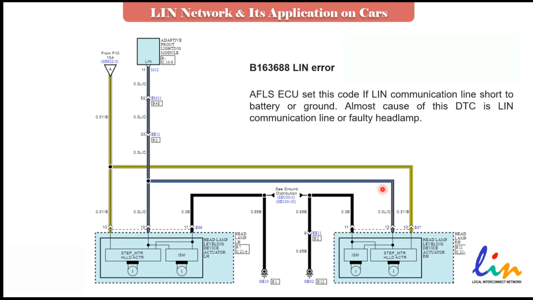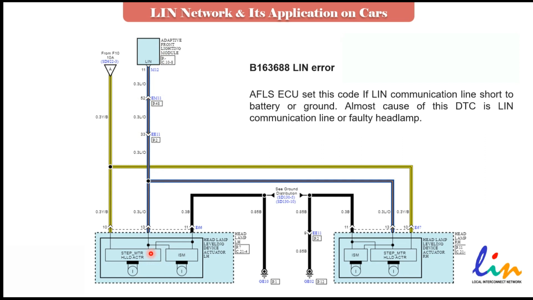So this is a code that I sometimes had for the LIN error on the adaptive front lighting system. Normally it appears when there is a short to battery or short to ground in the LIN network. And surprisingly, a couple of times I had this fault because of an internal short inside the headlight. So the control unit was okay, the LIN network itself was okay, but after headlight replacement, everything was back to normal.